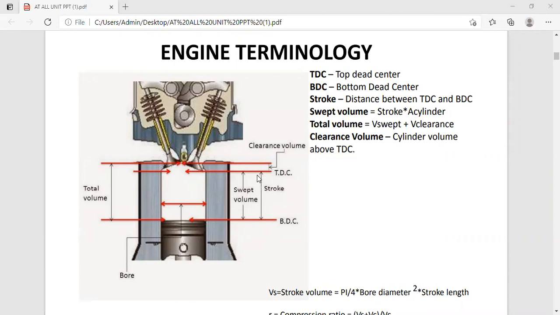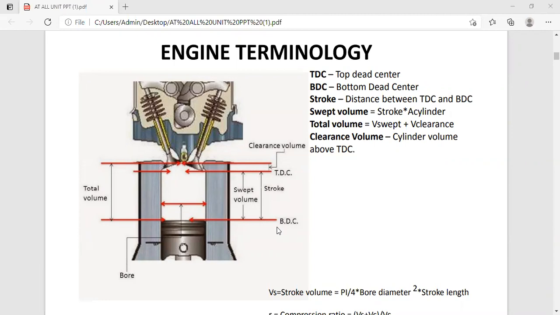Swept volume means what? The volume. You can see here TDC and BDC. So this volume is called the swept volume, and the distance between TDC and BDC is called the stroke. Next, clearance volume. Whatever the volume above the TDC, we are saying it as the clearance volume. You can observe. And total volume, you can see the total volume over here. Okay. Bore is the diameter of this.